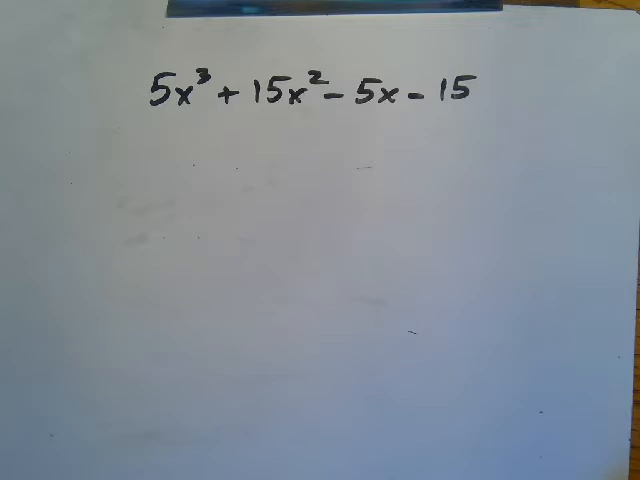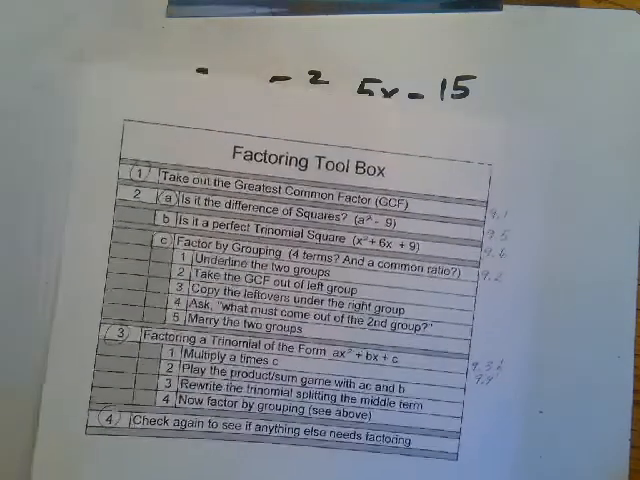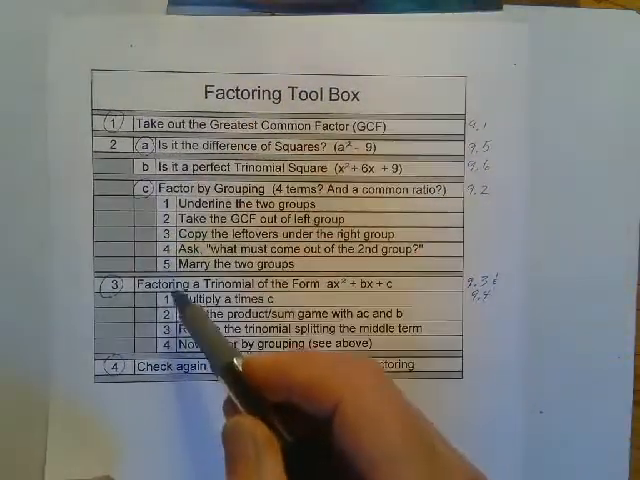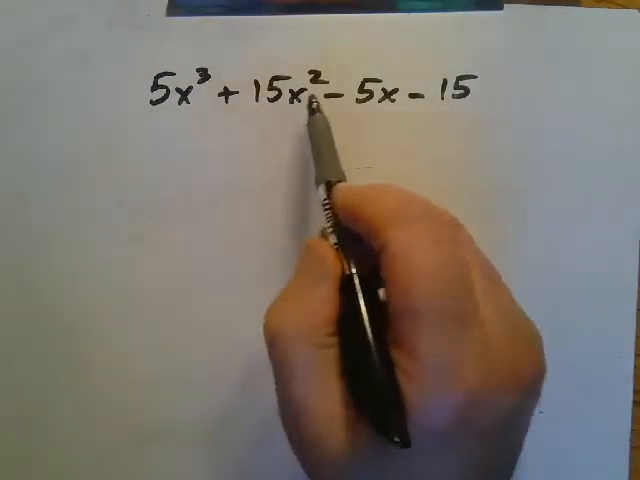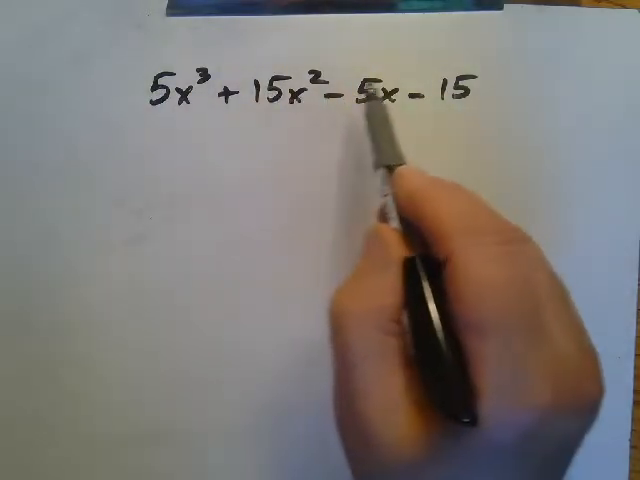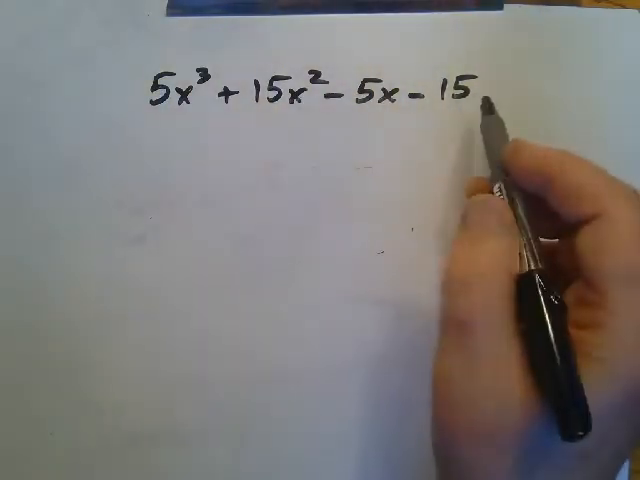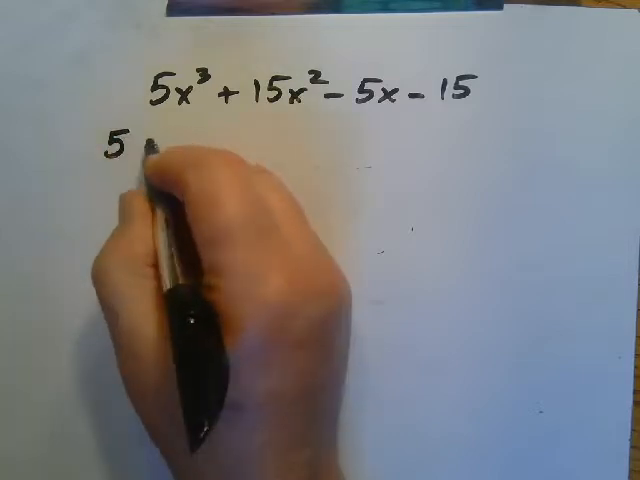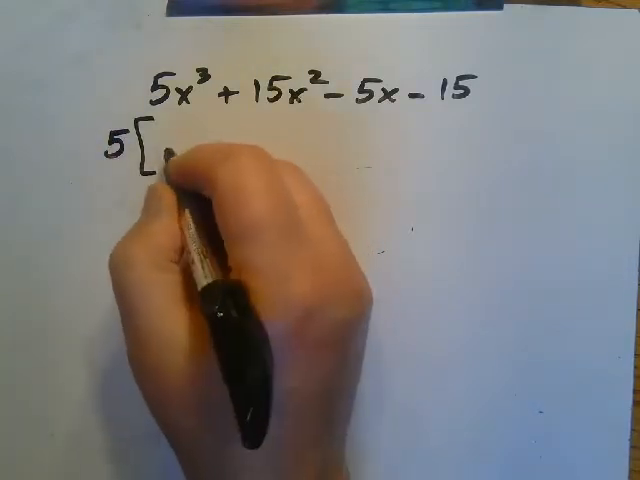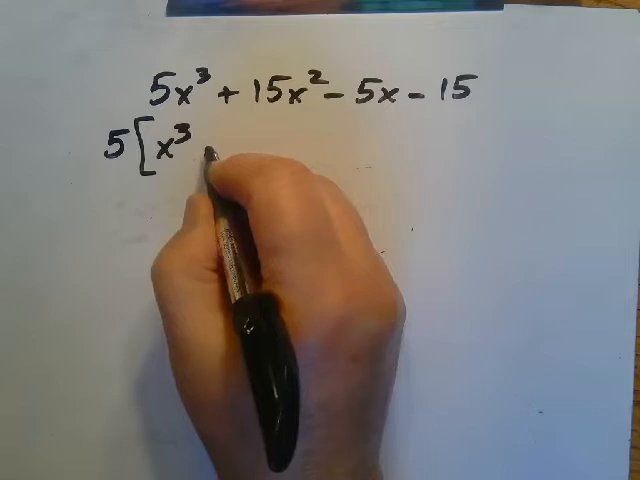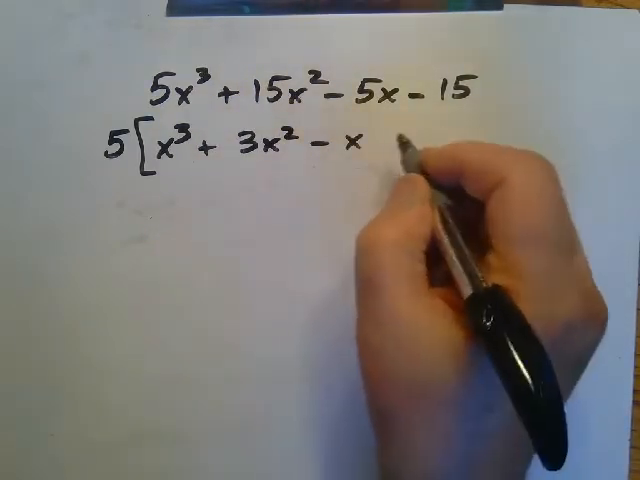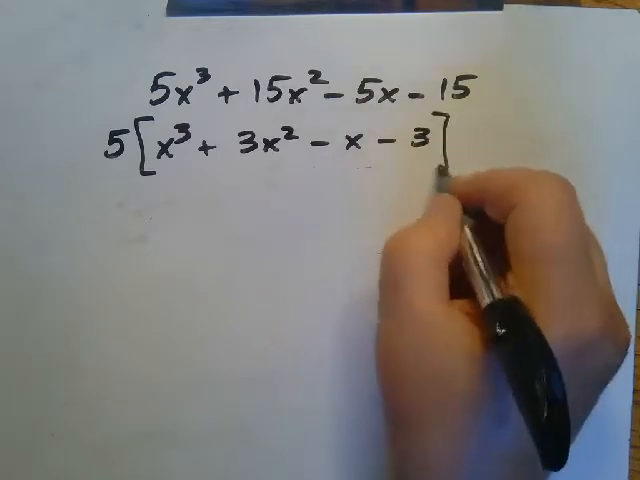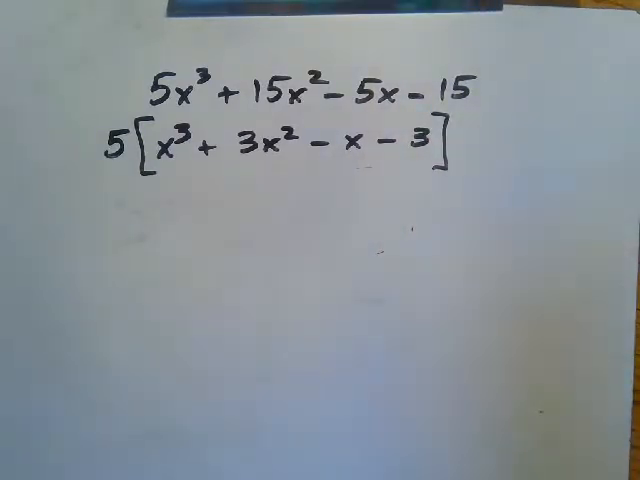All right, we're going to tackle this one, and once again, we're going to start at the top of the toolbox and work our way down. So here we go. As you look at this, do you see anything that can be taken out of all the terms? Well, sure, I could take a 5 out of everything. So let's pull a 5 out, and that leaves us, I'm going to use a bracket here now, x to the 3rd plus 3x squared minus x minus 3. So I just took out the GCF out of both of them. I'm going to label that over here so you know what we did.